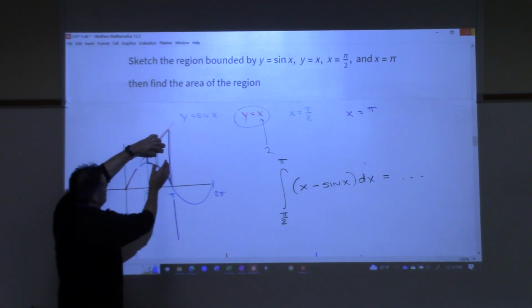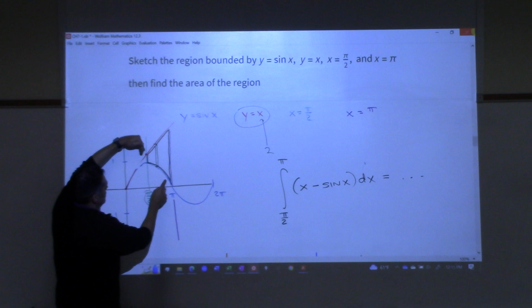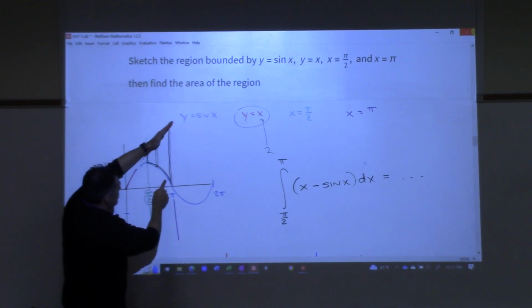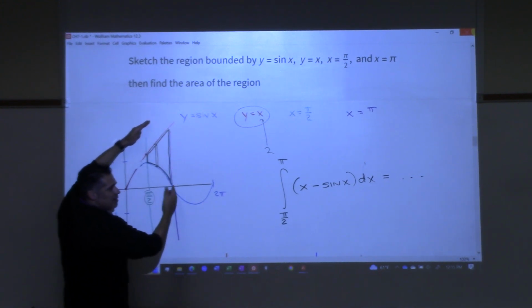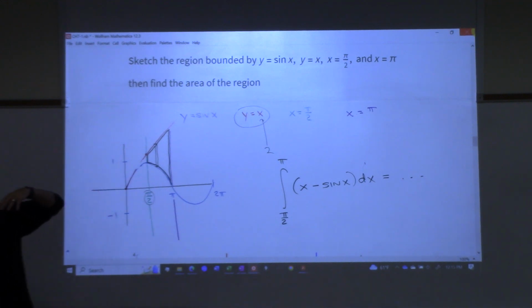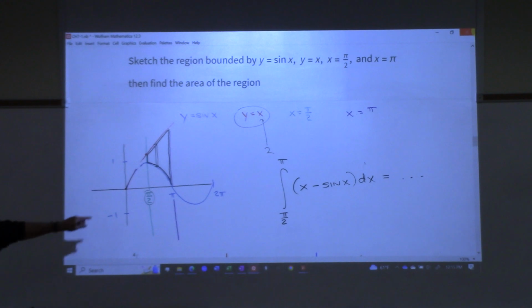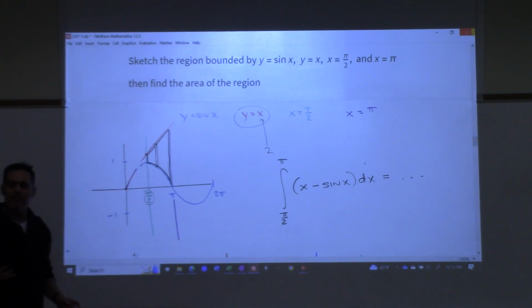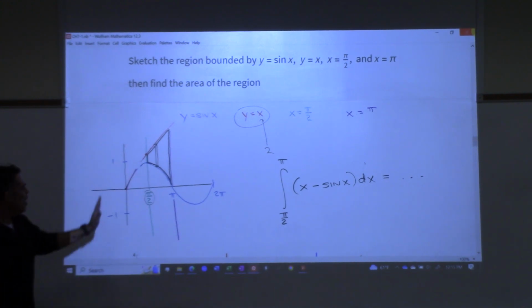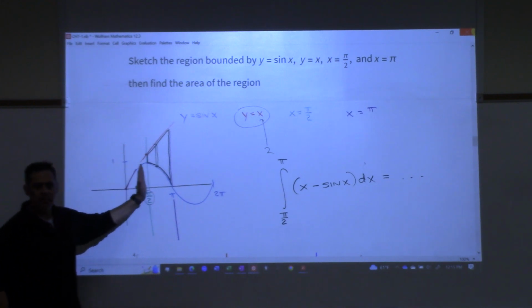This region right here is bounded by the sine, the pi over 2, the y equals x, and the pi. All 4 bound that region. The region is bounded by all 4 of those curves, as opposed to this one, which is only bounded by 3 of the 4. That's why I'm not caring about what's happening in here.